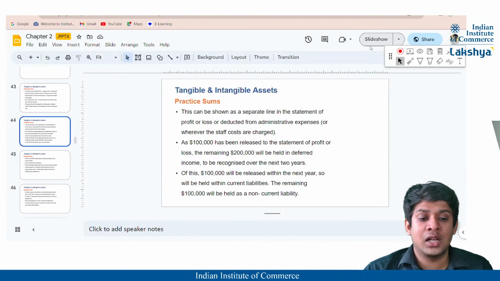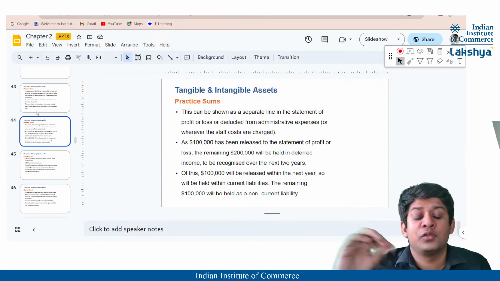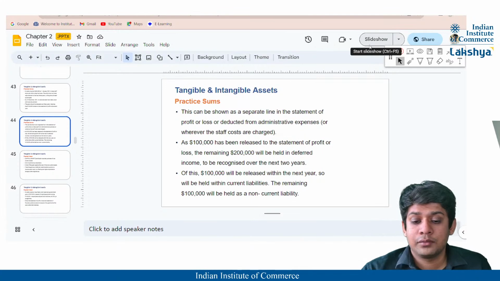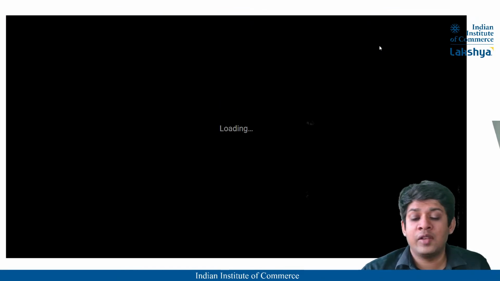So as we comply with the conditions, then we can recognize it as an income within the financial statements. We cannot take the total income of 3 lakh and state it within the P&L directly. Okay. So this is the solution. I think it is fairly clear to everyone.